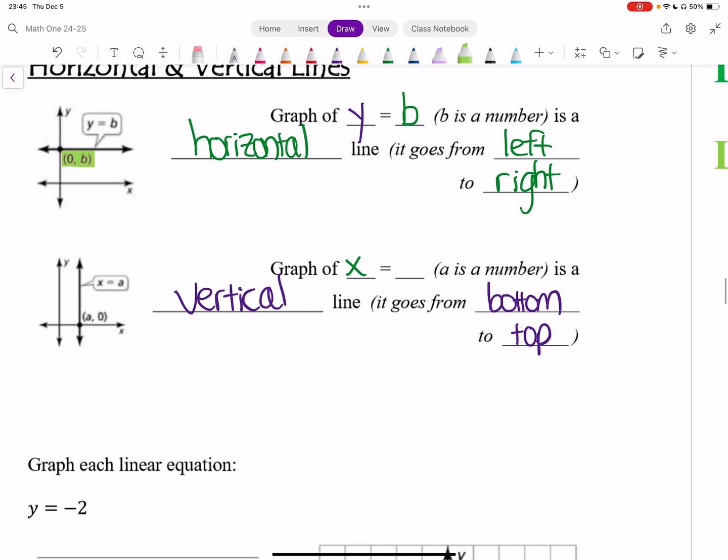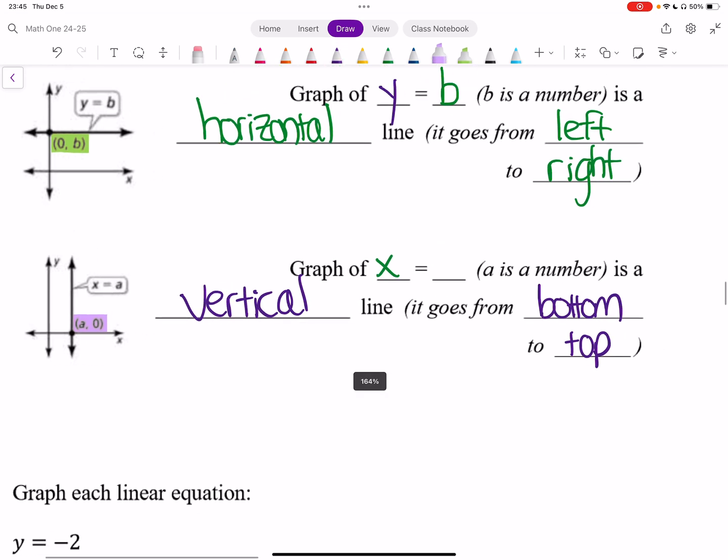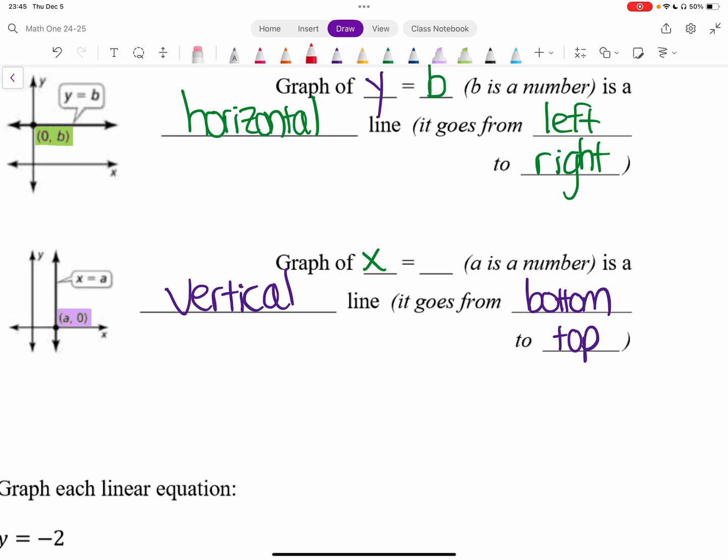Now, look at the figure on the left for the vertical line. It's going straight up and down, which is how I know it's vertical. And in the notes here, we will write that the graph of x equal to a, where a is a number, is a vertical line, meaning it goes from bottom to top.